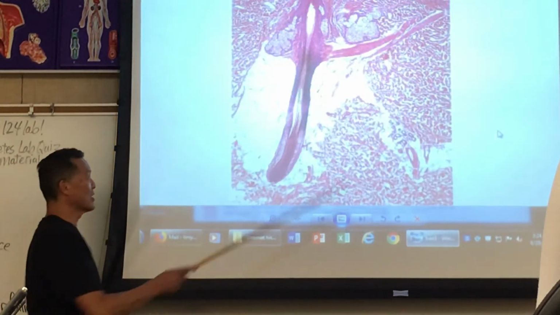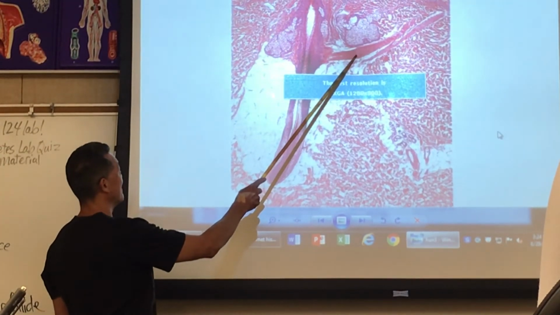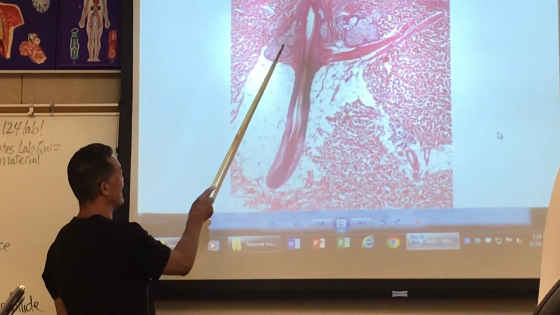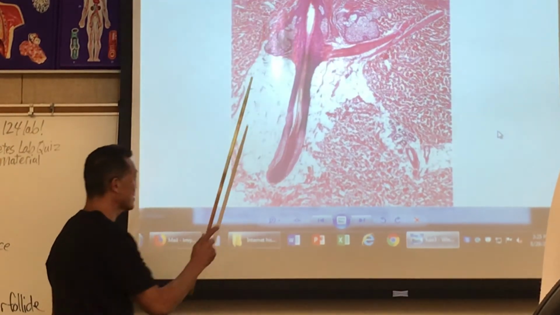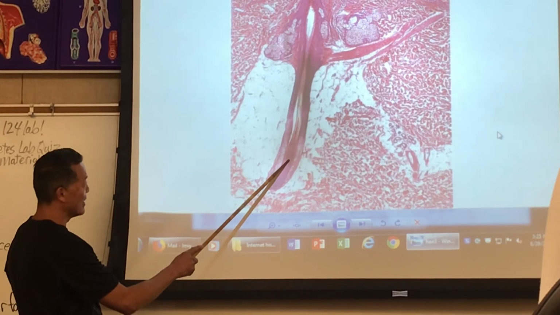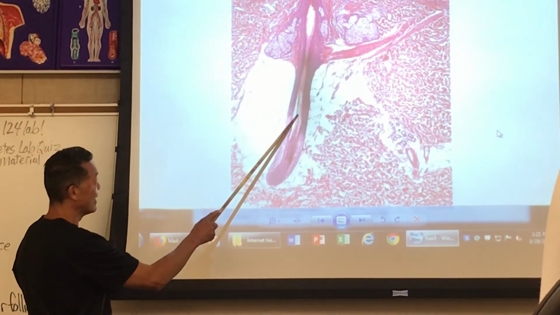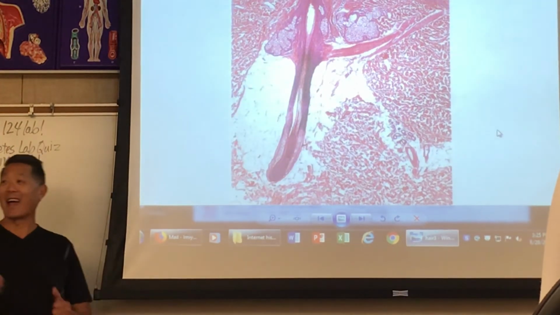What is the name of the structure I'm pointing at? Erector pili muscle. What is the name of the structure I'm pointing at? Sebaceous gland. What is the name of the structure I'm pointing at? Hair root. What is the name of the structure I'm pointing at? Hair shaft. Okay.